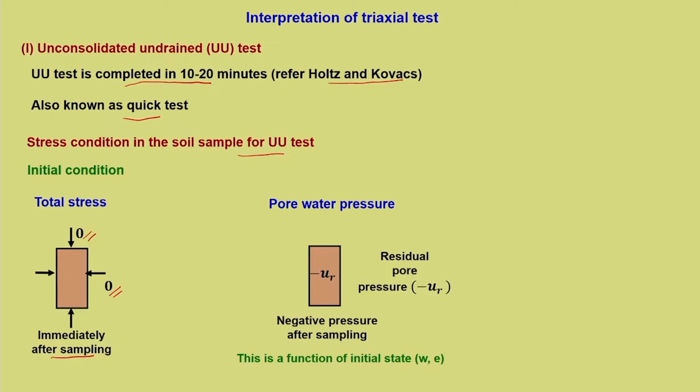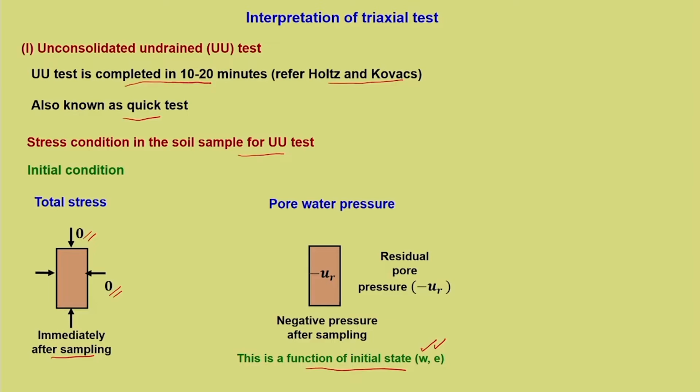Now, this UR, what will be its value? It will be a function of initial state, and initial state, when I say, it also pertains to W, that is the gravimetric water content, and E, which is the void ratio. It is also a function of a third quantity which we have already seen, which is stress history, because A value is dependent on stress history. So, what will be the effective stress? Total stress minus pore water pressure. So, we have sigma dash 3 naught, that is all round stress, equal to UR. So, this is the initial condition of the sample.